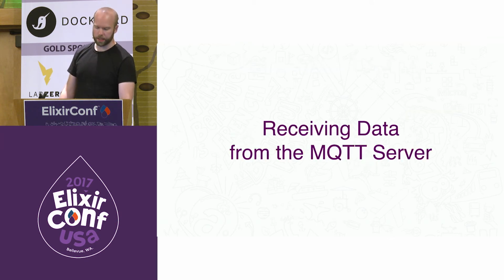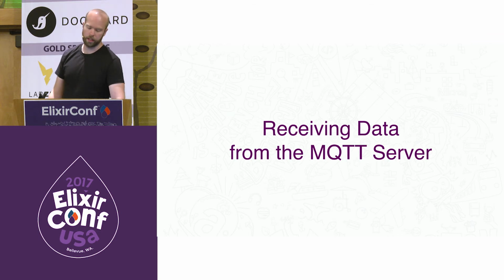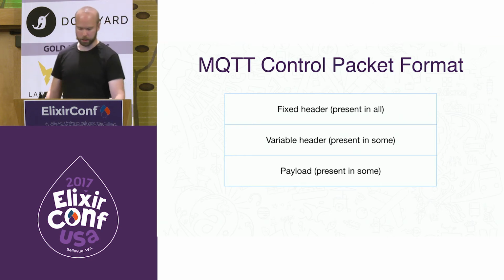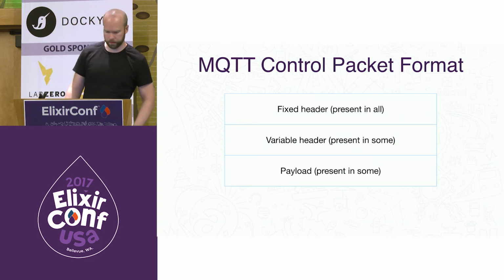So, receiving data from the MQTT server. We will receive a stream of octets from the server, and we need to know what it means to be a packet. Like, when does it start and when does it end? Because it will just be a stream of data. So, the specification has a figure like this.